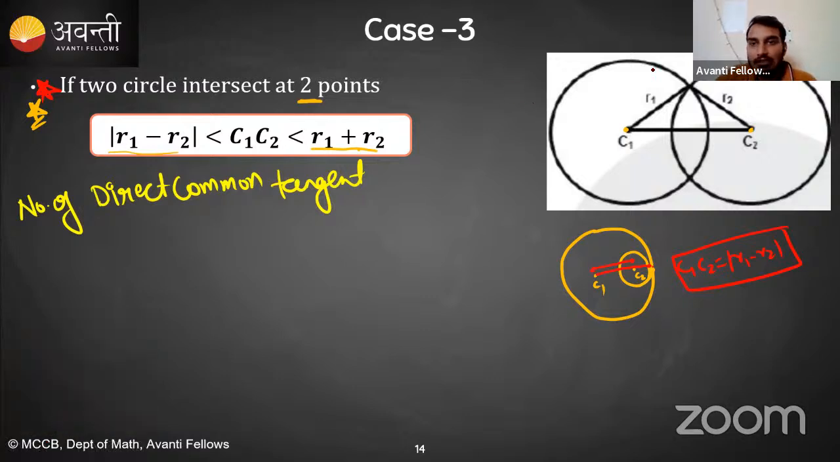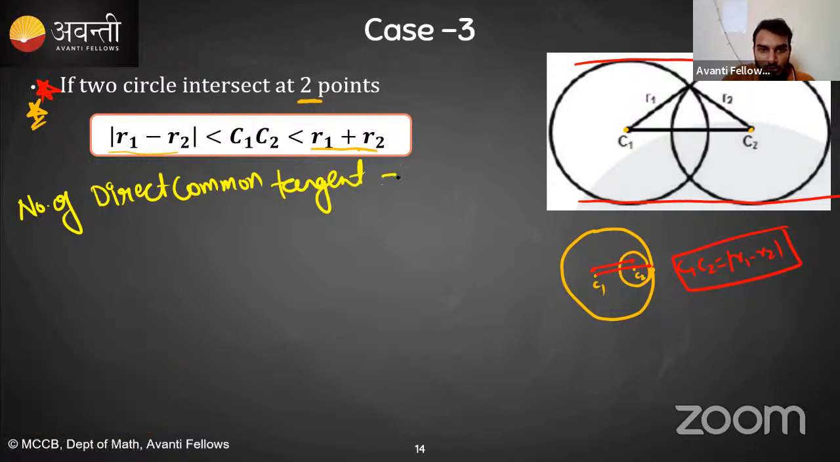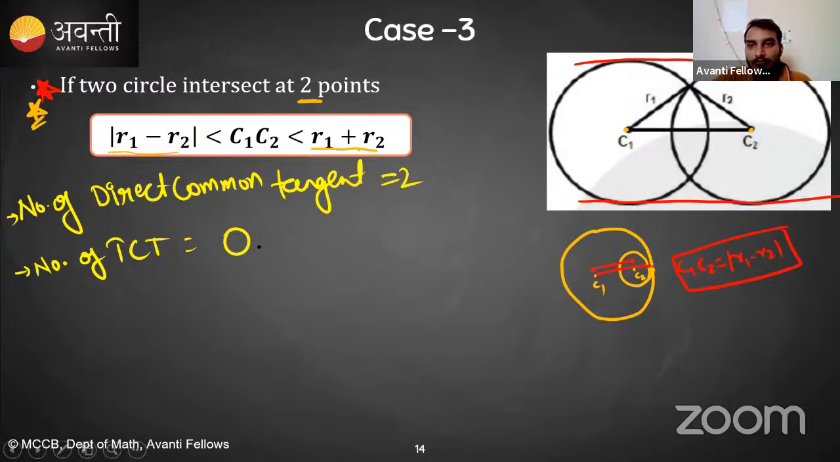Yes, very good, Salis. There are two direct common tangents possible. Yes or no? One is like this and another would be like this. So the number of direct common tangents is 2. Can anybody tell me in the chat box the number of transverse common tangents? Yes, very good, Pramod. In this case no transverse common tangent will come at all. So the number of transverse common tangents is 0. There will be only direct common tangents existing.